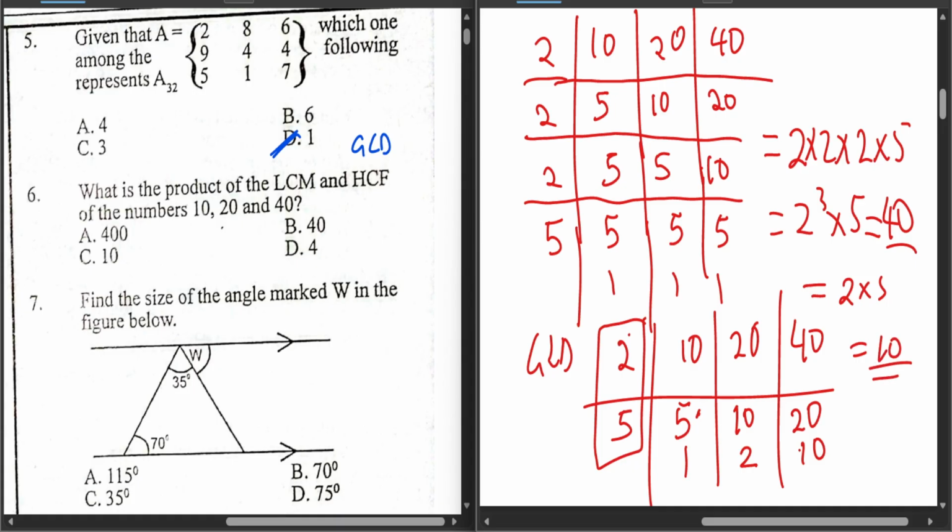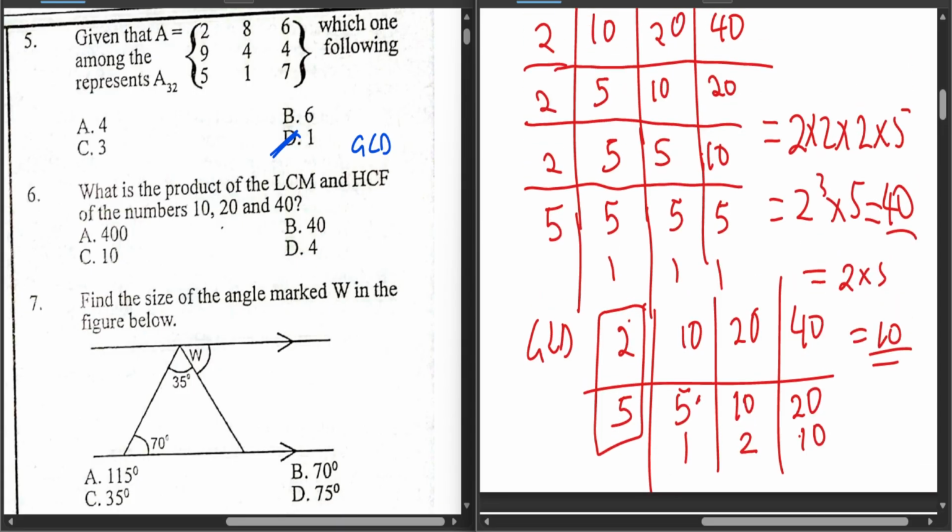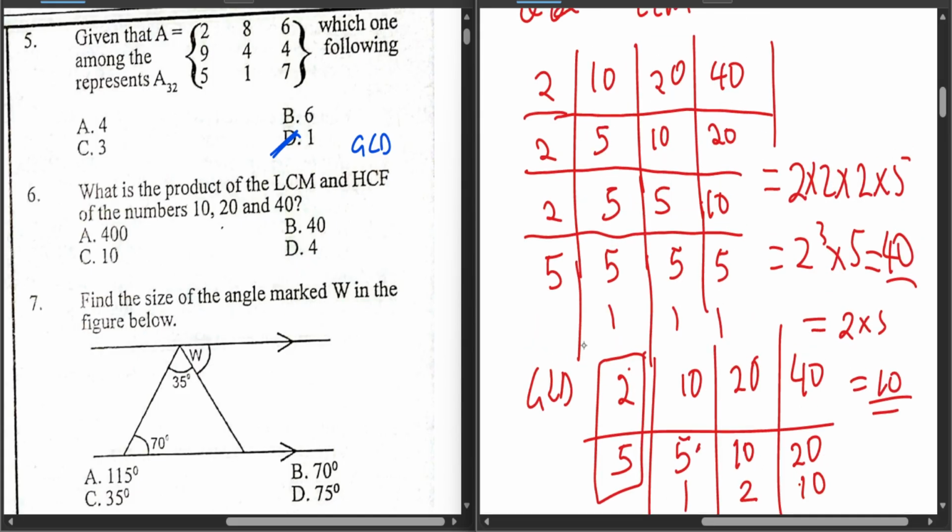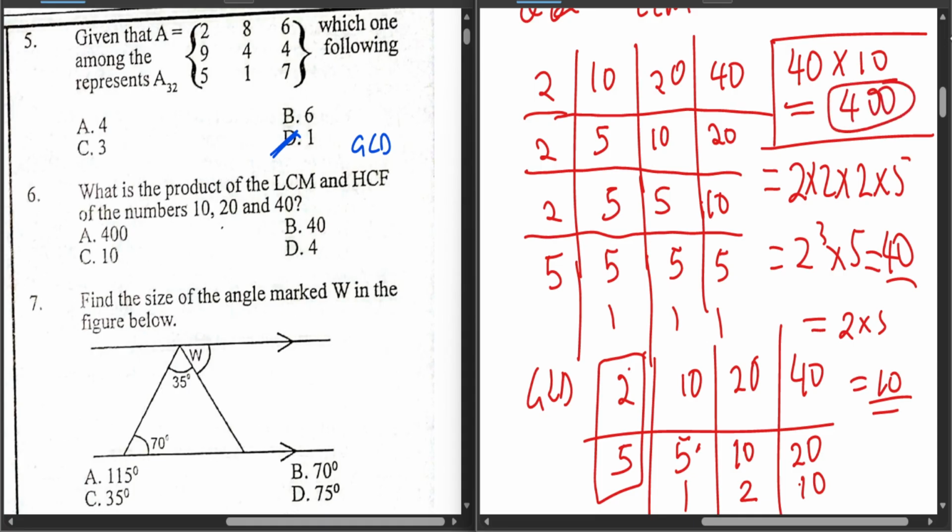And they're telling you the product. So the product of the LCM and the GCD is supposed to be this. Yeah. The product of LCM and GCD, which is 40 times 10, is 400.